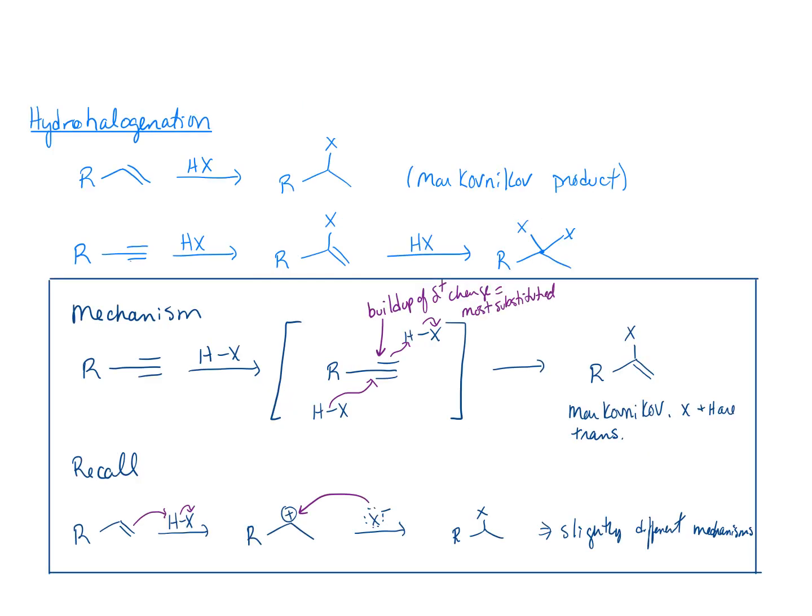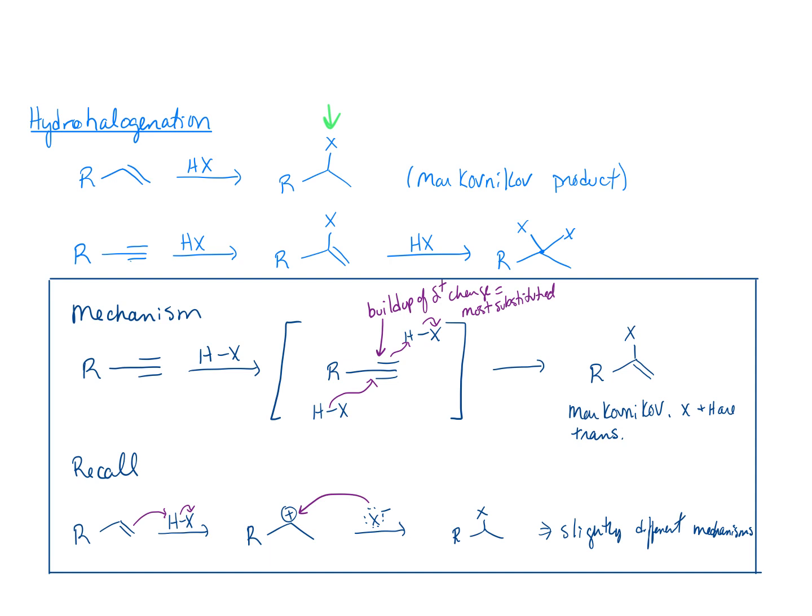Okay, next let's talk about hydrohalogenation. Remember, with a double bond and hydrohalogenation, what we ended up with was a Markovnikov product where your X is going to go to the most substituted carbon. Well, that's kind of what happens when it comes to a triple bond as well. And if you continue to add excess HX, you will get two of these in there. So keep in mind one thing.